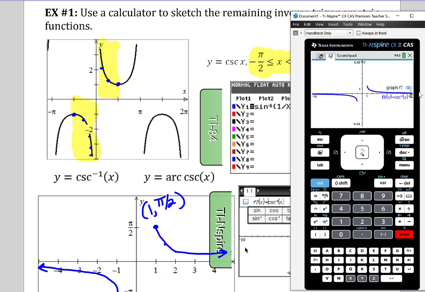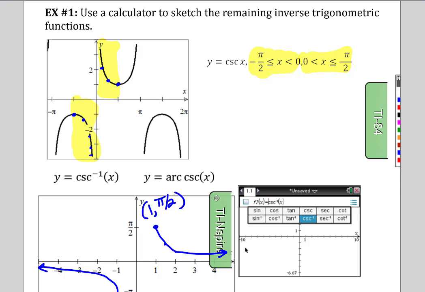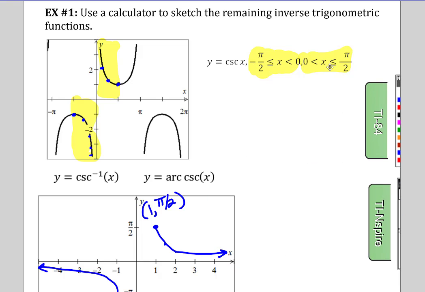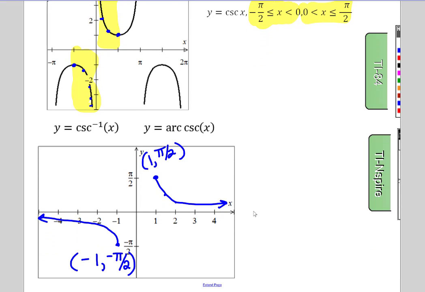So 1, pi over 2 and negative 1, negative pi over 2, and we have those graphs. Okay, so cosecant, we restricted the domain to cover all the values, and that way we could graph the cosecant inverse.